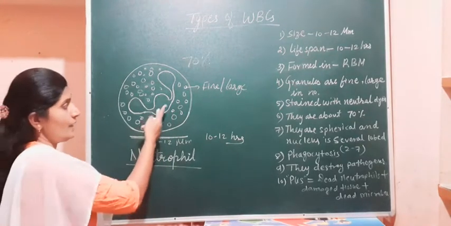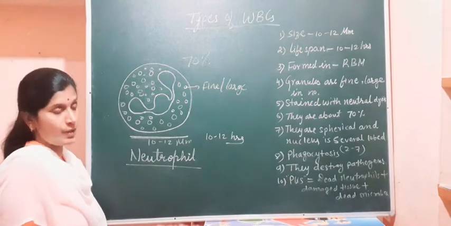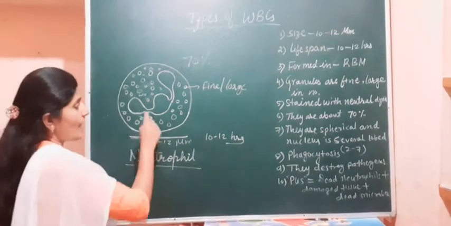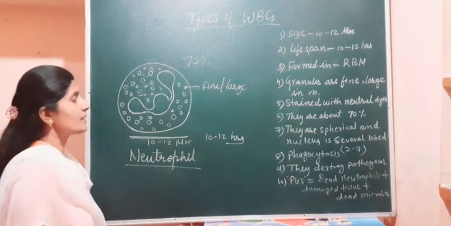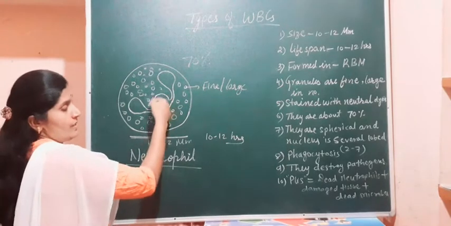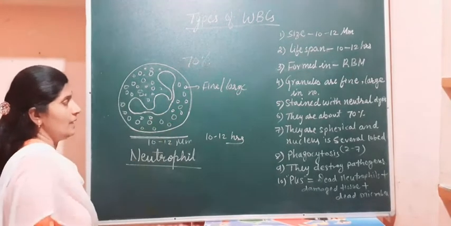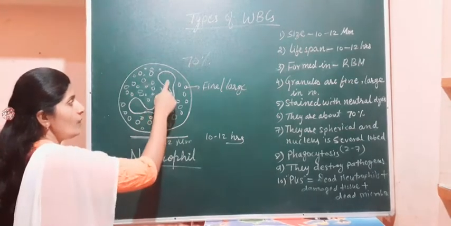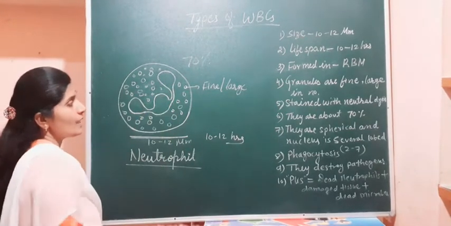As we have seen, in the RBCs the nucleus was not there, but in the WBCs the nucleus is present. But what kind of nucleus is here? Here a lobed nucleus is present. The nucleus is not oval or circular, and it is present in the center. But how is it? It has lobes. Here we are seeing 3 lobes.